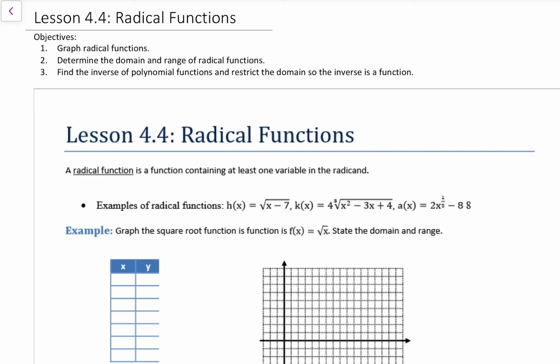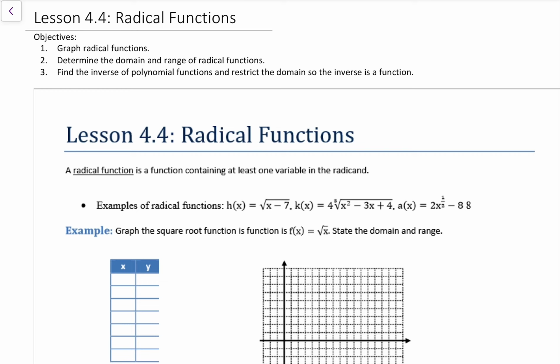We want to be able to graph radical functions. And linking in with that graphing, we should be able to determine the domain and range of radical functions. We don't need the graph. We can think through that in a few different ways, but graphing is one way. And then find the inverse of polynomial functions. But with that, we'll need to restrict the domain of the polynomial so the inverse is a function, because we want to work with functions.